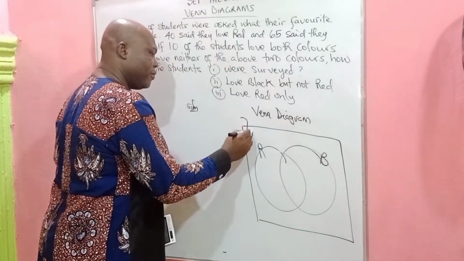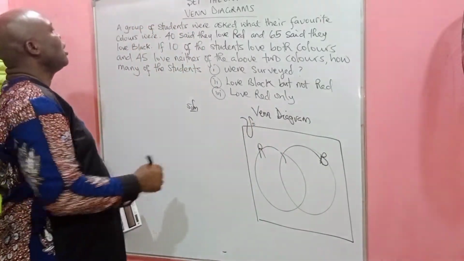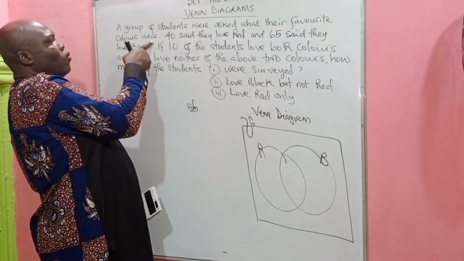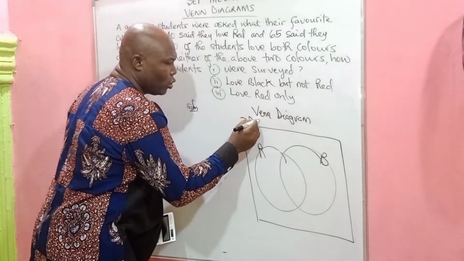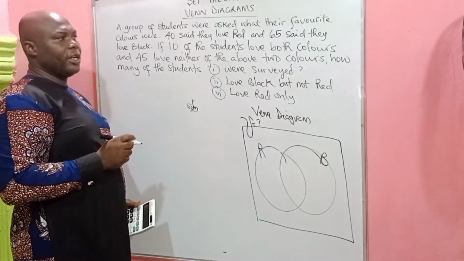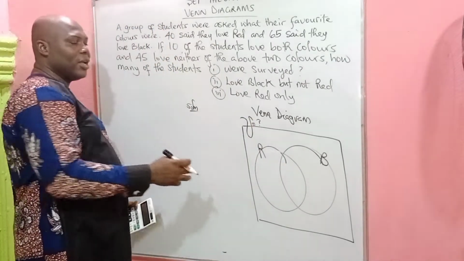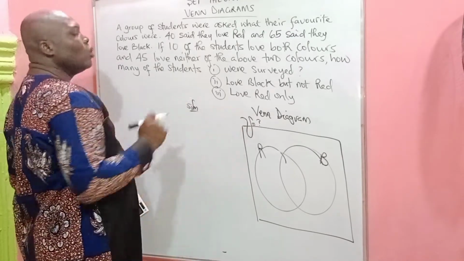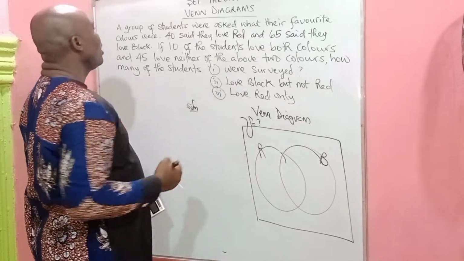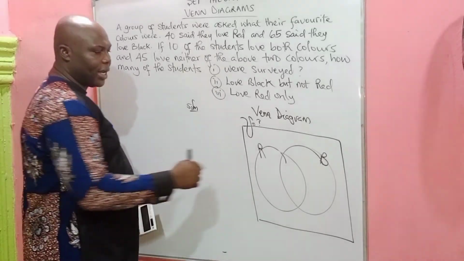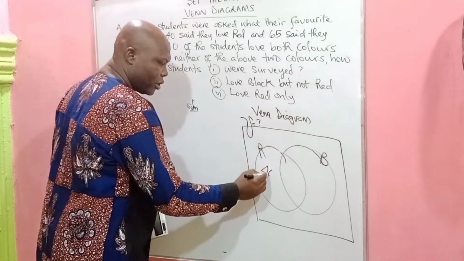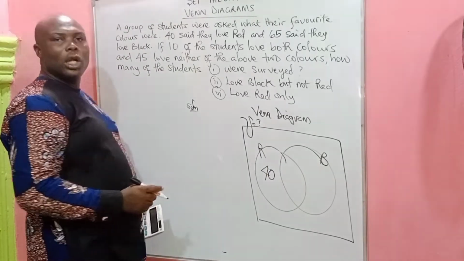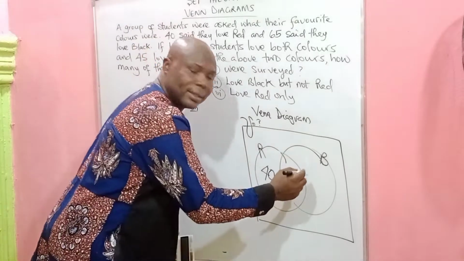And then we have the universal set. Now they say a group of students were asked what their favorite colors were, which means we don't know the number of students that were surveyed. We don't know what the entire set is, the universal set, which is the number of students that were interviewed. It's what they want us to find. And then they say 40 said they love red. Red, 40 love red. And then 65 said they love black. So black, that's 65.